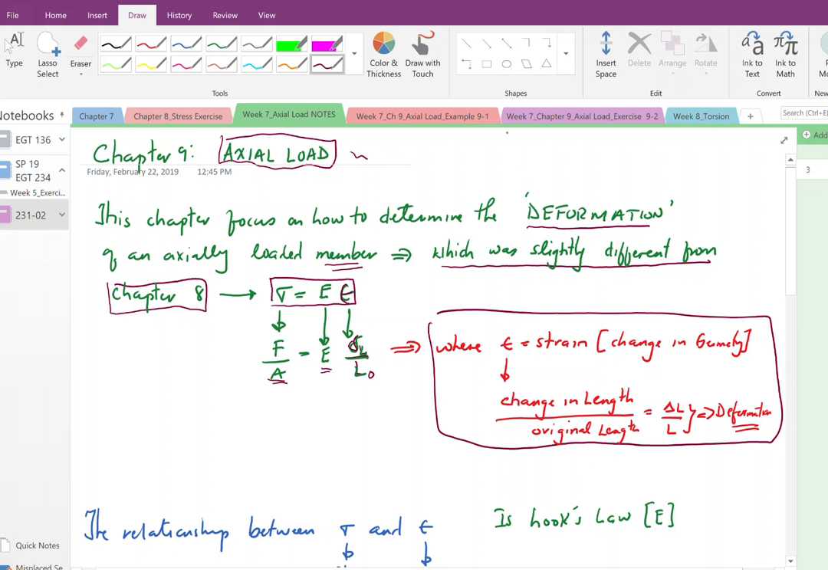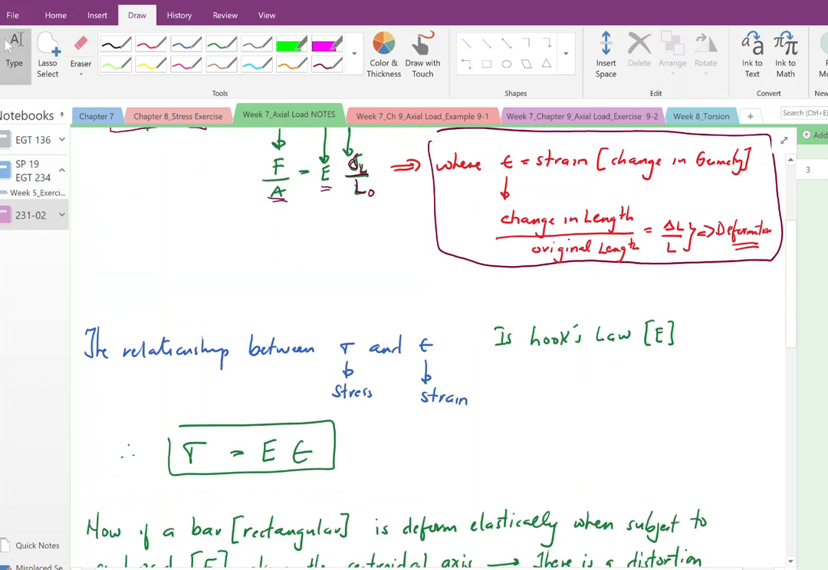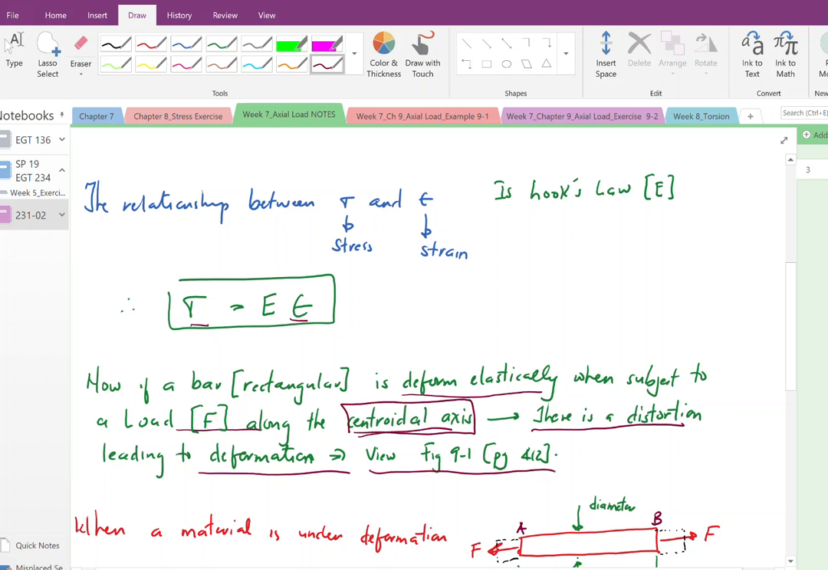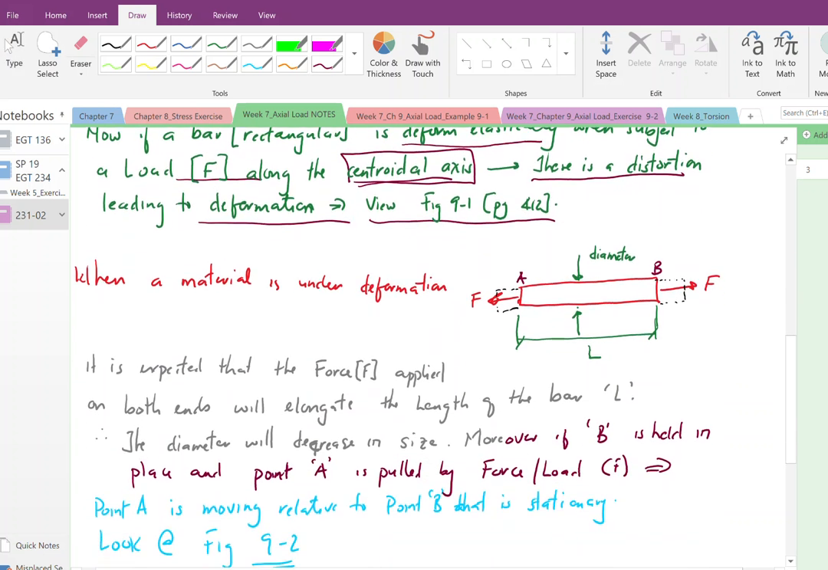Now, when you keep the relationship of the stress and the strain in mind, if a bar has a rectangular geometric formation, right, and is deformed elastically due to a load that's been applied to it along the central axis, what happens is there's going to be a distortion or some kind of deformation along this central axis. Okay, and we see that in figure 9.1 on page 412.